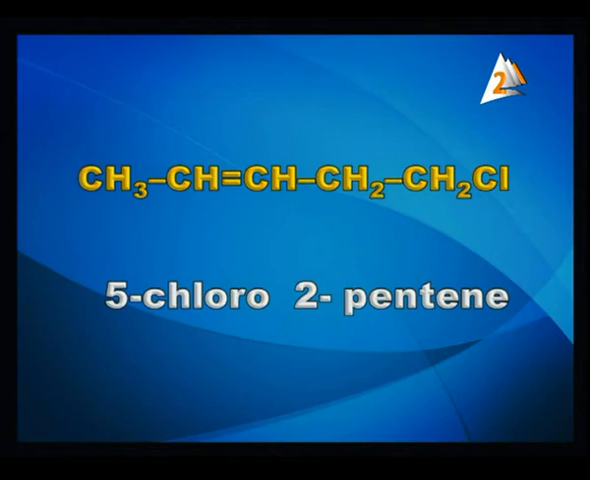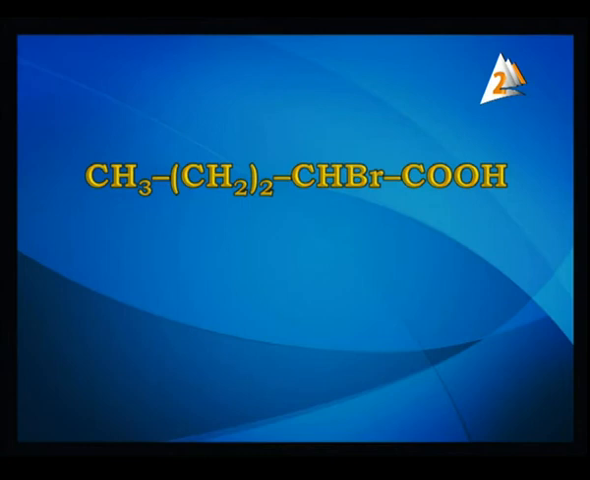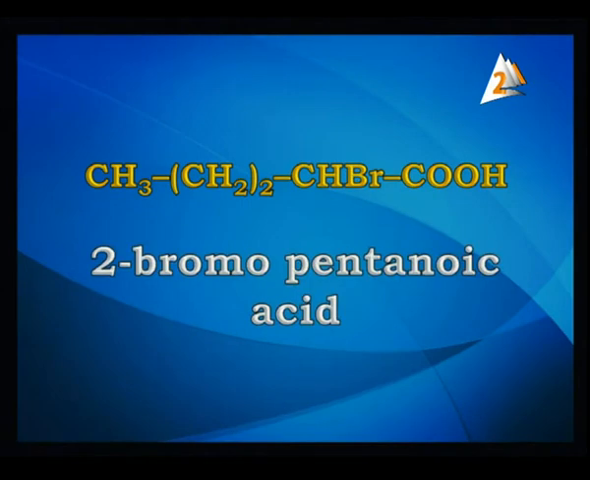Remember, my dear student, the carbon chain numbering starts from the end nearest to the double bond. Next compound here, as shown on the screen, the naming of this acid will be 2-bromopentanoic acid. Now, my dear students, Mr. Alaa and Mr. Muhammad are going to complete the revision for you.